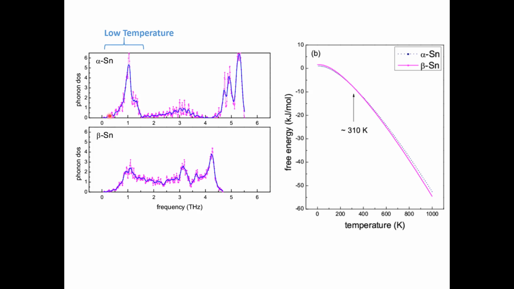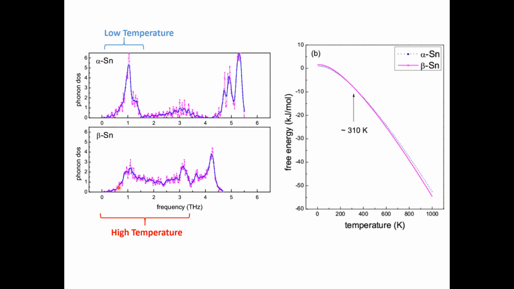Remember, the way that the temperature works is that at low temperature, when I put energy into the system, I only activate these low frequency, long wavelength modes, right? And so alpha tin can tolerate a lot more of the low temperature heat capacity. But as I go to high temperature, check this out. If I go to high temperature, I can put a lot of energy into beta tin, right? I have a lot more states, a lot more vibrational states that I can put energy into.